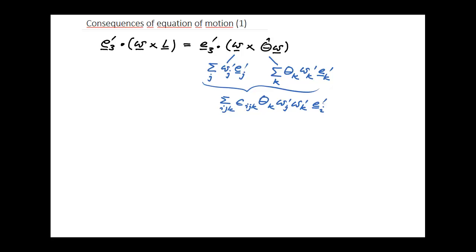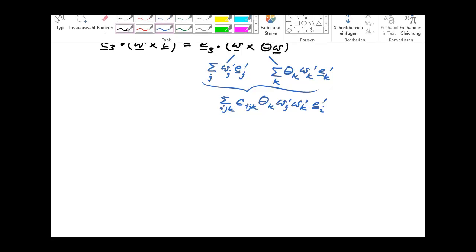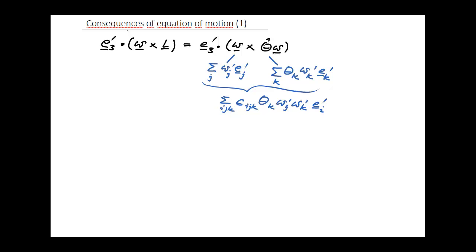Now this whole expression in blue still has to be multiplied with a scalar product, taking the scalar product with E3 primed. So then we have a scalar product of E3 primed with Ei primed. This scalar product, since it's an orthonormal basis, is equal to 1 if i is equal to 3, and it's 0 otherwise.